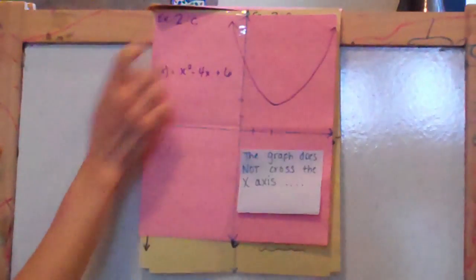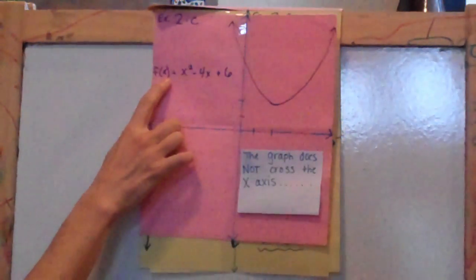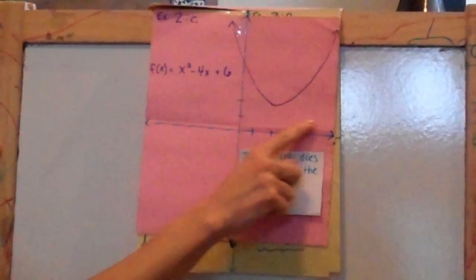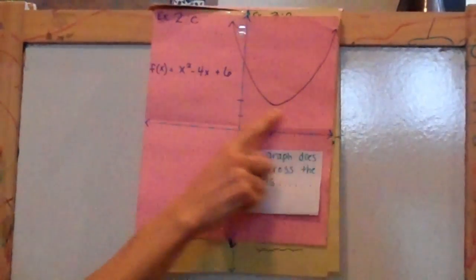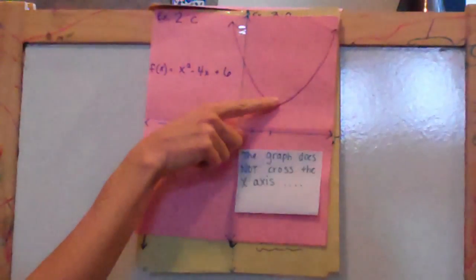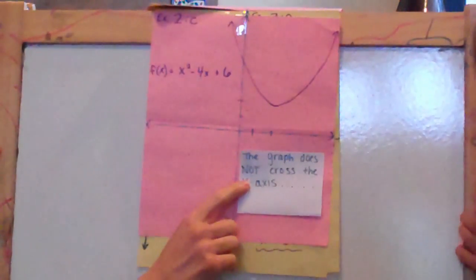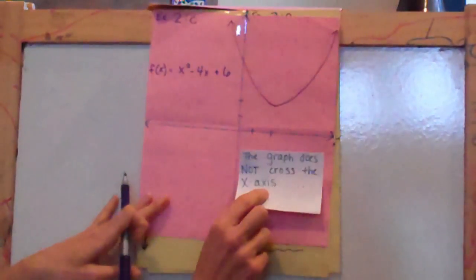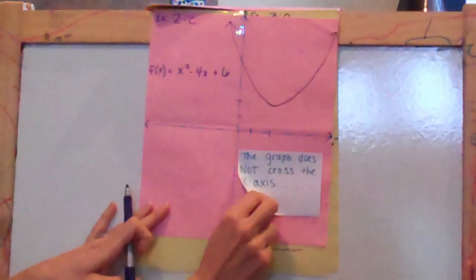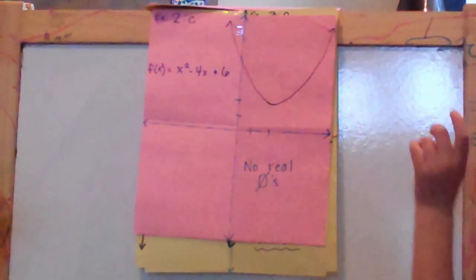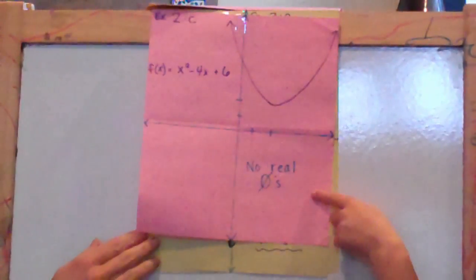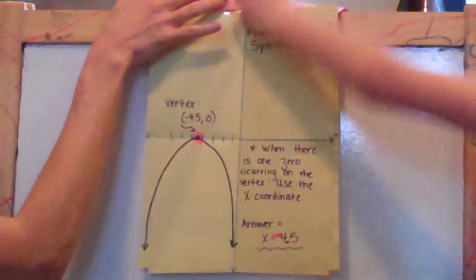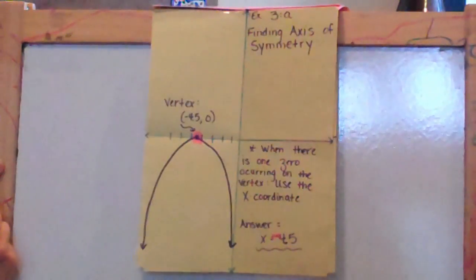Now on this one, example 2c, which they give me the quadratic for, I notice it never, ever, ever hits that x line. It's above it. The graph does not cross the x-axis. Tricky, tricky book writers. But they can't trick us, and our answer is no real zeros. So your answer is no real zeros, and you're finished. Moving right along to example 3a.